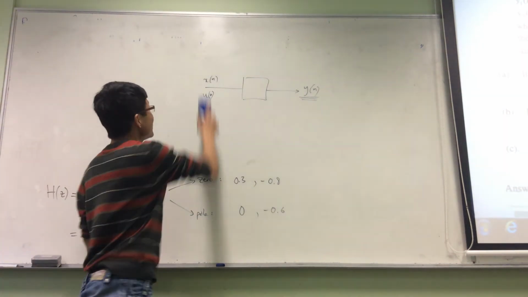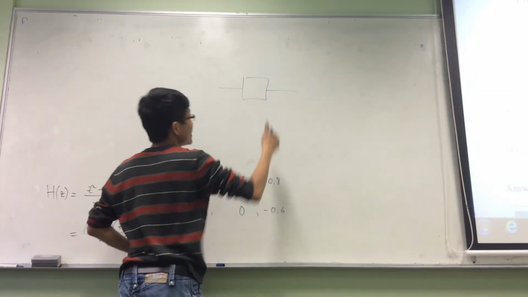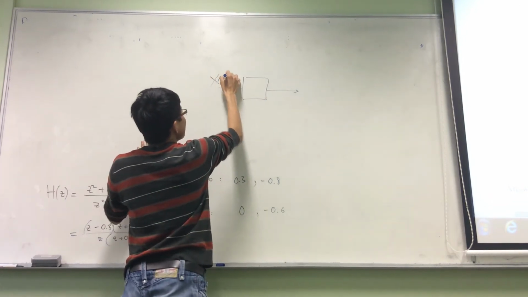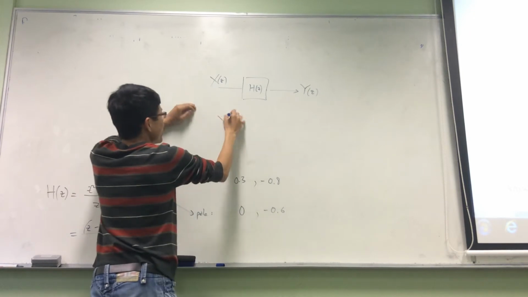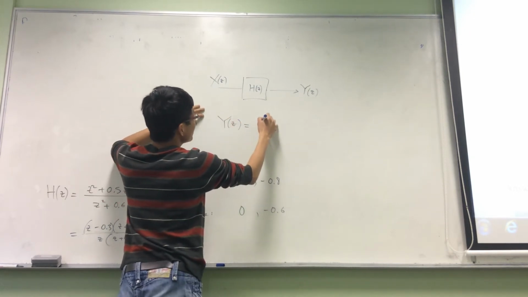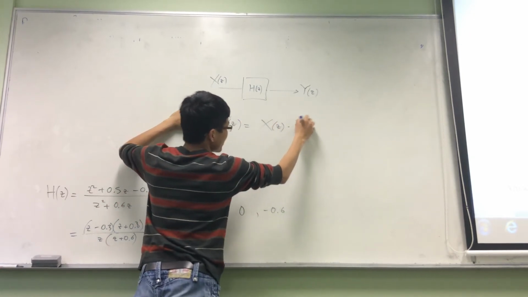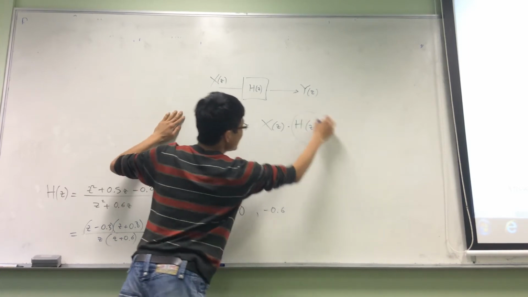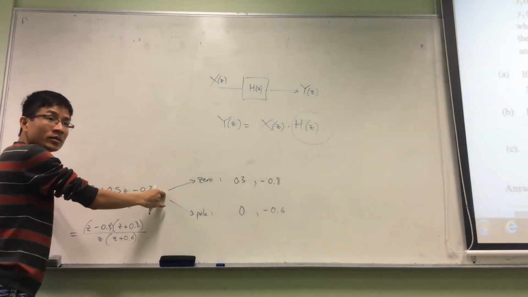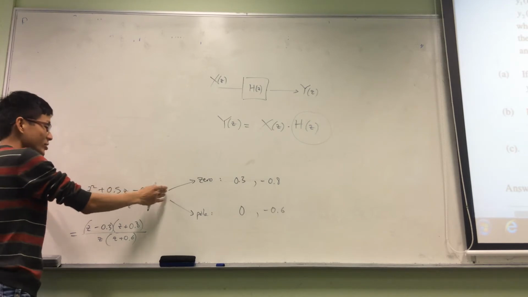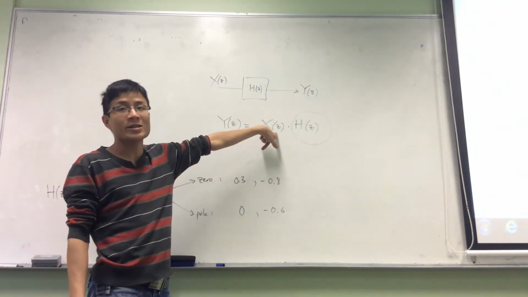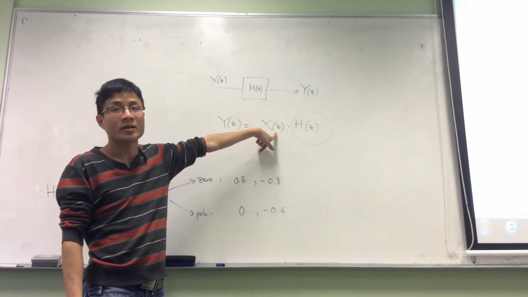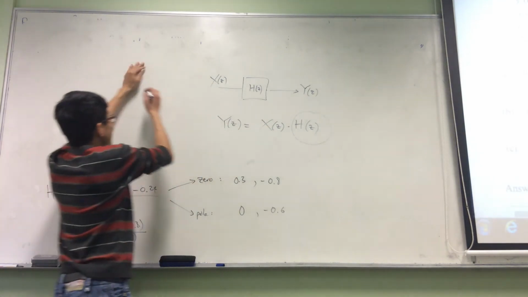Let's say in the Z transform you have xz and yz. So we can say yz equals xz multiplied with hz. This is the transfer function. So in order to find the output, we need to find the Z transform of the input. What is the Z transform of un?